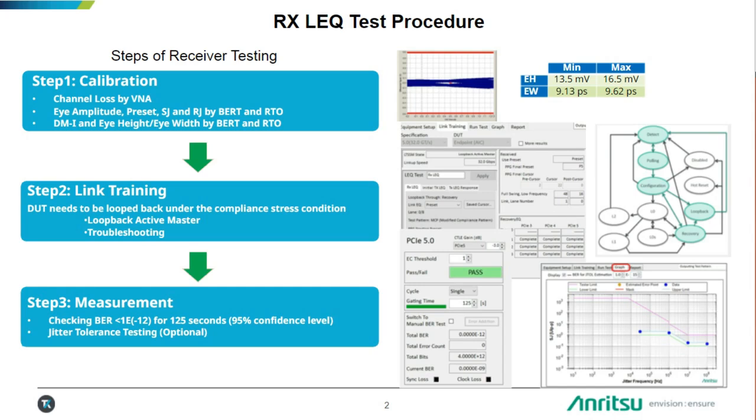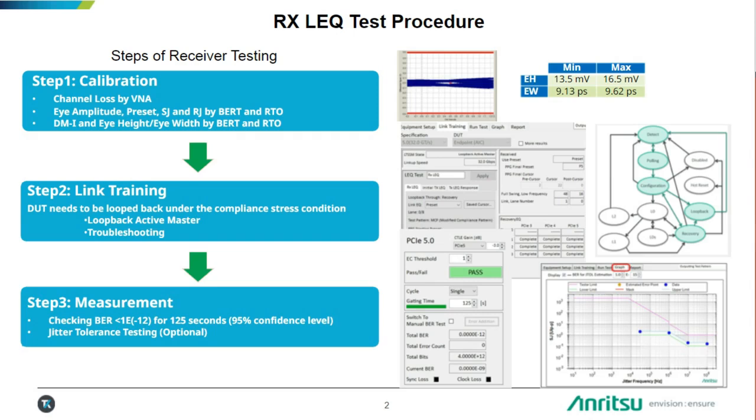But in general, you may need to make some troubleshooting. I'm going to explain how to troubleshoot in this stage in a later slide. Then, once your DUT goes to the loopback, the final step is the measurement.